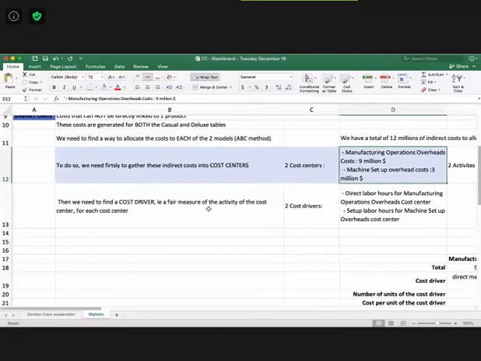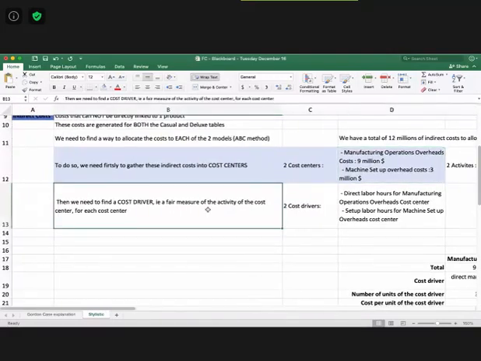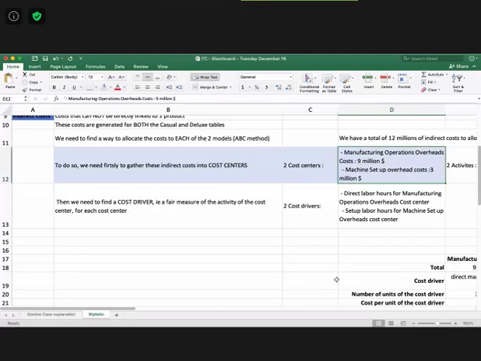To do so, we need to go for the next step, which is to find what we call a cost driver, meaning a fair measure of the activity of the cost center. So we need to find a way to measure what the manufacturing activity is proportional to, and what the setting up activity is proportional to. In this part, I don't ask you to calculate so much, because I know it's complicated, so I give you a lot of calculations already. You don't have a lot of work to do. You just have to understand what I say.